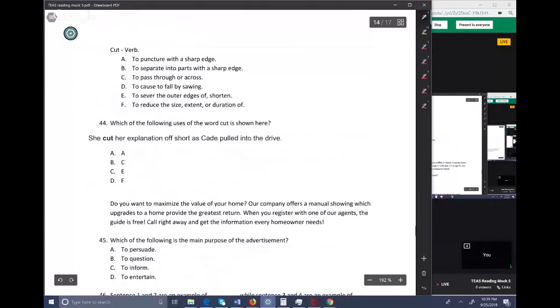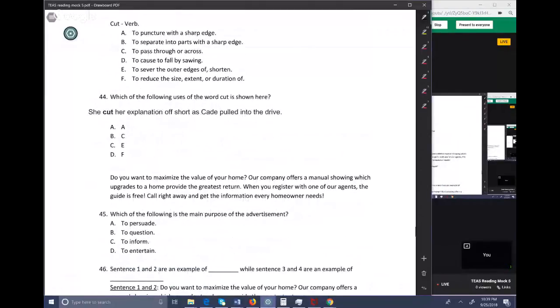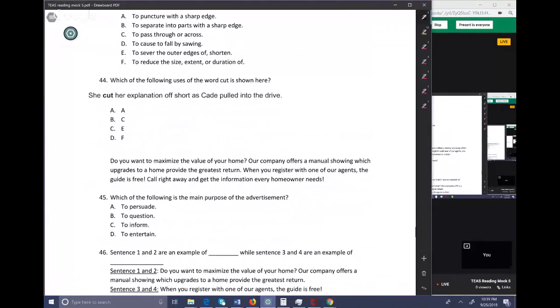The next one has a bunch of definitions for the verb cut, and then says which of the following uses is shown here. She cut her explanation off short. That is to cut, to reduce the size, extent, or duration of, which is F, and that is answer choice D.